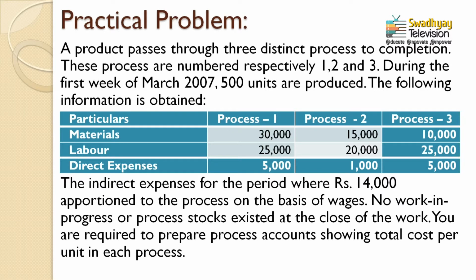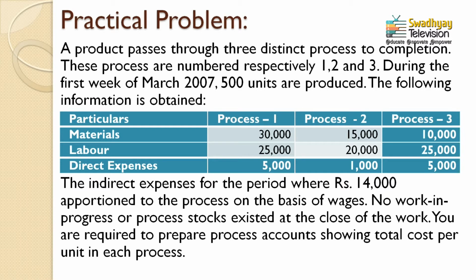Now this is very important. The expenses are 14,000 rupees, and this has to be distributed on the basis of wages expense. It means that the total indirect expenses of 14,000 has to be divided between all the 3 process accounts according to the respective proportion. And in which way has the proportion to be calculated? The proportion has to be calculated on the basis of wages proportion.